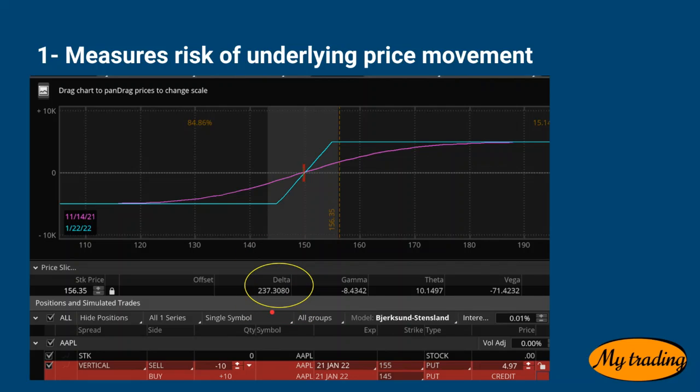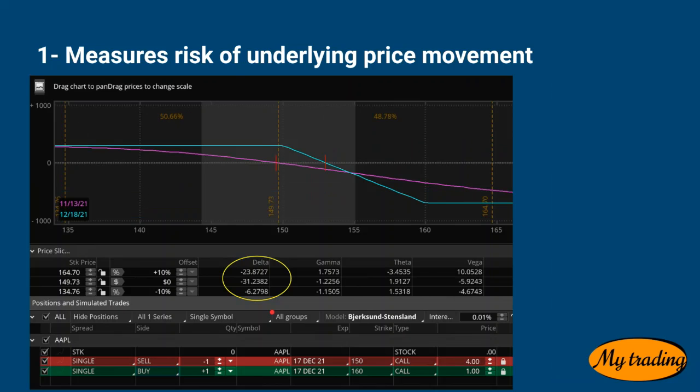Now, delta can also be negative. This is a bearish position, but you'll notice the delta on it, and I'm looking at this center. This was one where Apple's at 150, and this is the current price, and it tells me that if Apple goes up $1, I lose $31. It's quite a bit smaller position.